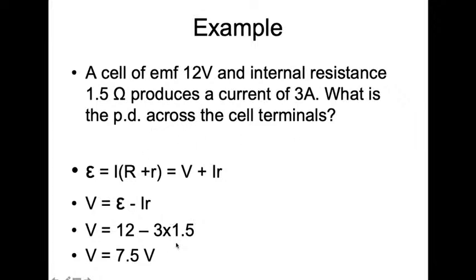So we're losing all of this 3 times 1.5 to our internal resistance. So we're losing a whole 4.5 volts to the internal resistance in the cell, which is pretty big.